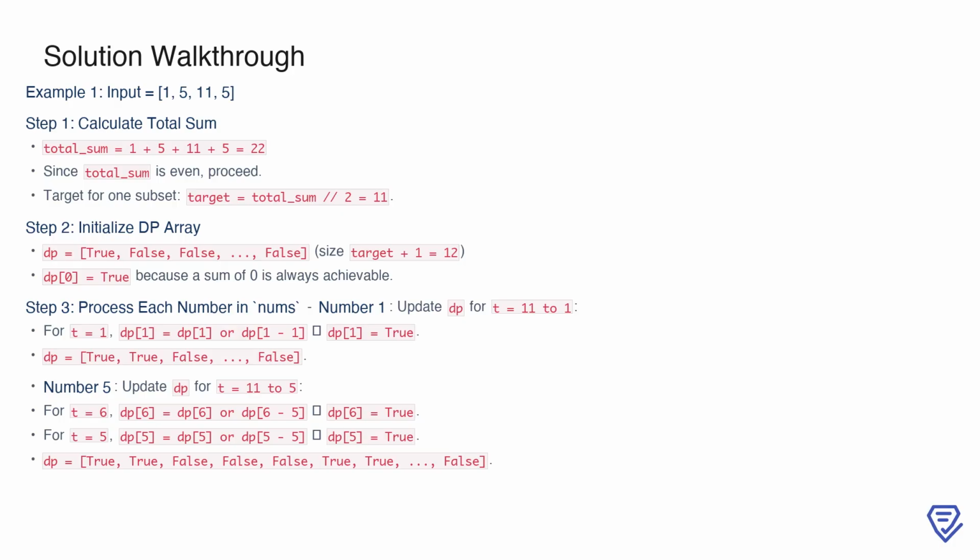Starting with the first number, 1, we iterate backwards from the target, 11, down to 1. For t equals 1, dp[1] is updated to true because dp[1 - 1] is true. This means a subset sum of 1 is now achievable. Moving on to the next number, 5, we again iterate backwards from 11 to 5. For t equals 6, dp[6] becomes true because dp[6 - 5] is true, and similarly, dp[5] is updated to true. At this point, the dp array reflects that sums of 0, 1, 5, and 6 are achievable with the numbers we've processed so far.